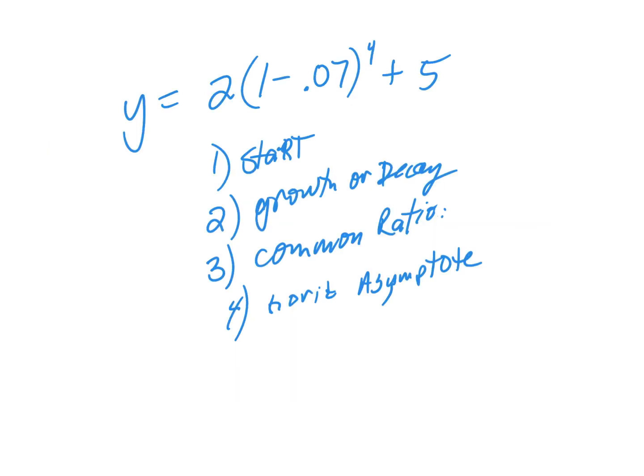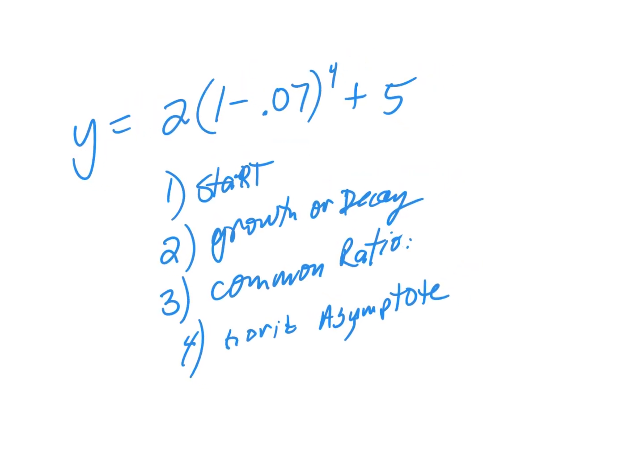Okay, so here's a new problem. We're going to do this one instead. What was the start amount, Virginie? 2 is correct. Next up, REP, was it growth or decay? Decay is correct.